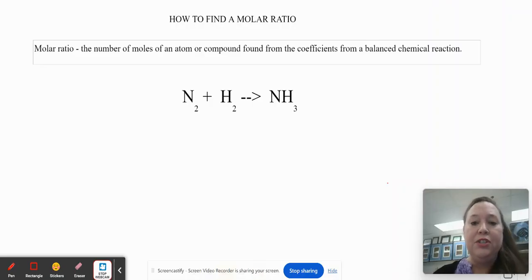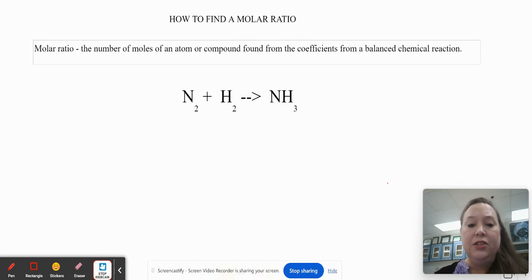How to find a molar ratio. This is the basis of stoichiometry. A molar ratio is the number of moles of an atom or a compound found from the coefficients of a balanced reaction. Below I have a reaction that's not balanced.